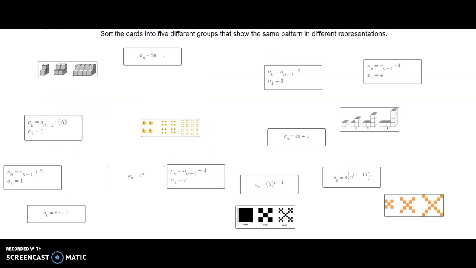So last thing you're going to do is one more time sort them. But in this case, you're going to sort them into 5 different groups that show the same pattern in different representations.